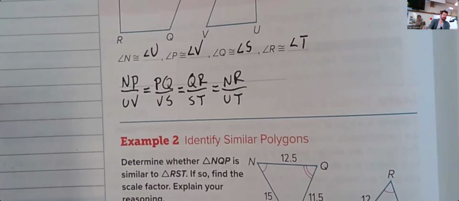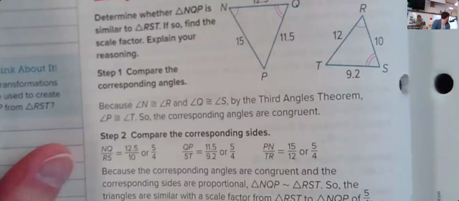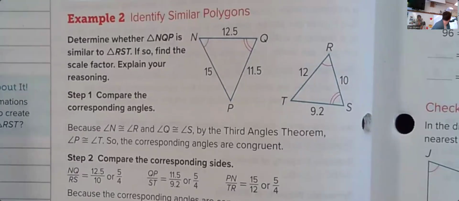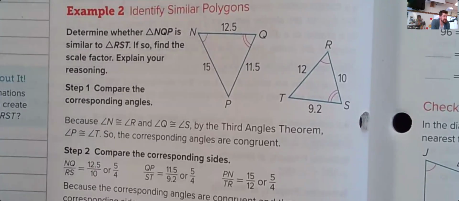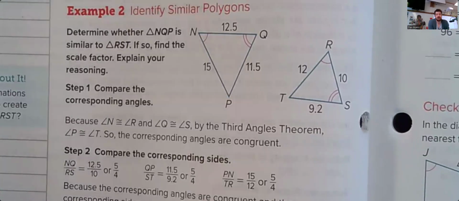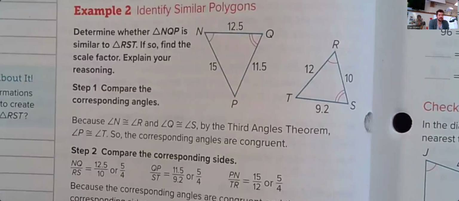So, problem number 2, or example 2. We're going to identify similar polygons. So first of all, we're going to determine if triangle NQP is similar to triangle RST. If it is, find the scale factor and explain your reasoning. So, step 1 tells you to compare the corresponding angles. Now, you can do that. You don't necessarily have to do that, because as long as all 3 pairs of sides have the same ratio between the 2 triangles, then it's going to be similar no matter what.